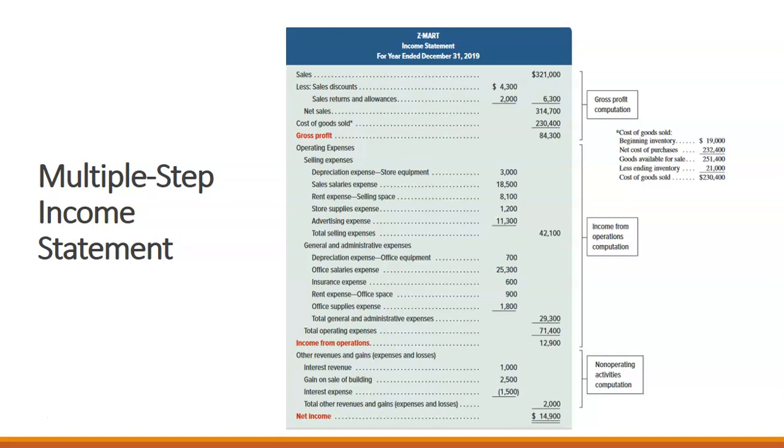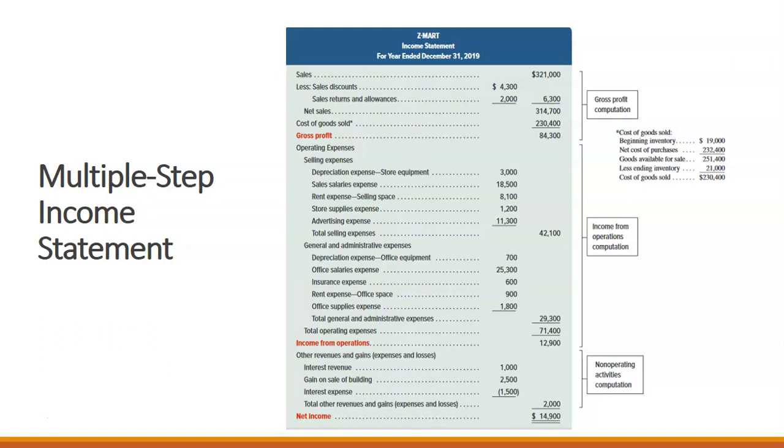So we have sales less our sales discounts, sales returns and allowances, and cost of goods sold gives us our gross profit. We take gross profit minus expenses, which gives us our income from operations.